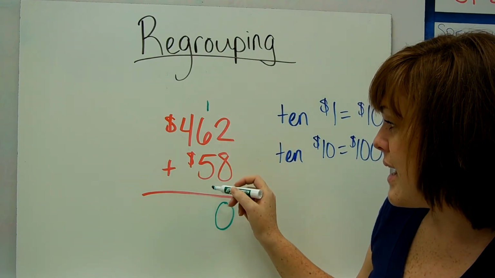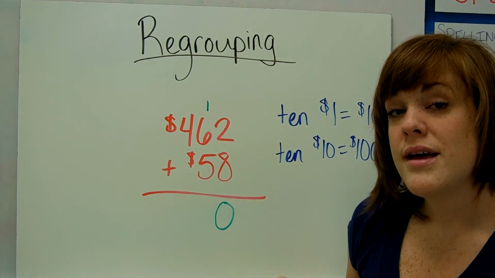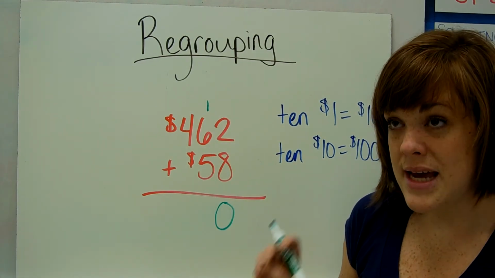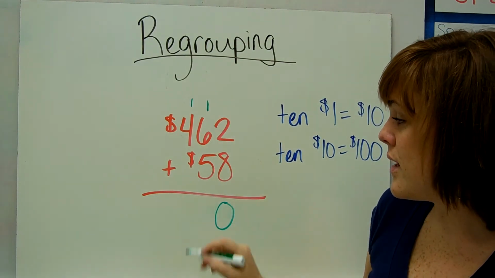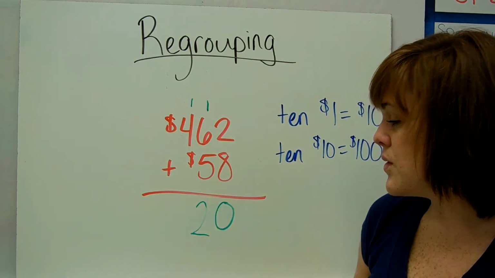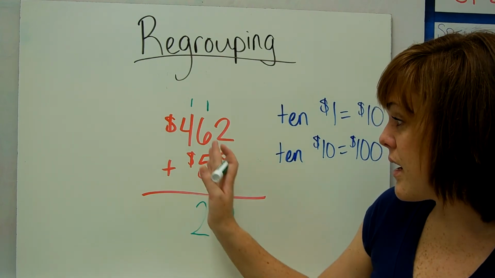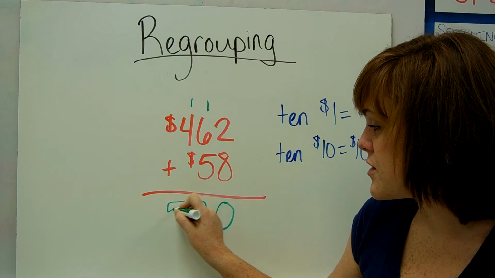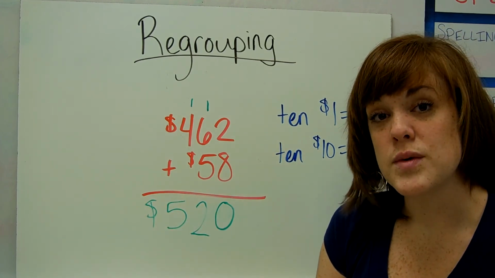Then I'm going to add again. 6 plus 5 is 11, plus 1 more is 12. If I have 12 tens, that's really 1 hundred and 2 tens. Okay? And then I have my hundreds, and 4 plus 1 is just 5. I need my label, so it'd be $520.